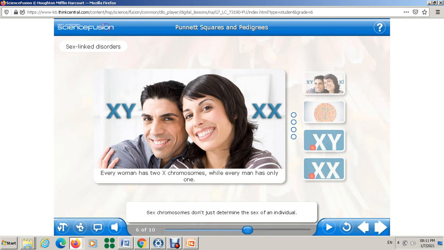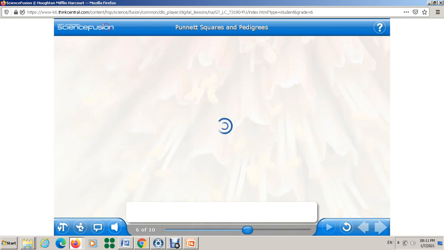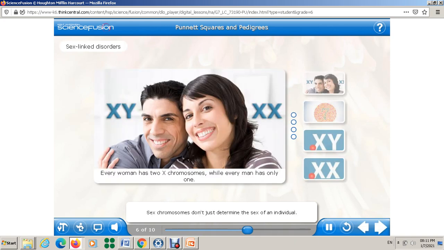Okay, let's look at this one, sex-linked disorder. Sex chromosomes don't just determine the sex of an individual. Sex chromosomes, and X chromosomes in particular, carry alleles that determine other traits. Sometimes these traits are associated with disorders. A sex-linked disorder is a disorder that is caused by a recessive allele that is carried on the X chromosome. Click each picture to learn more about sex-linked disorders.